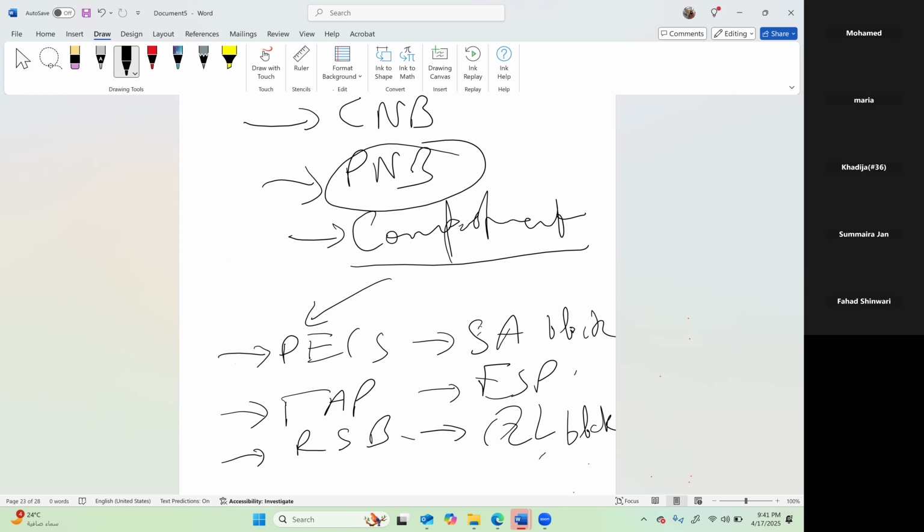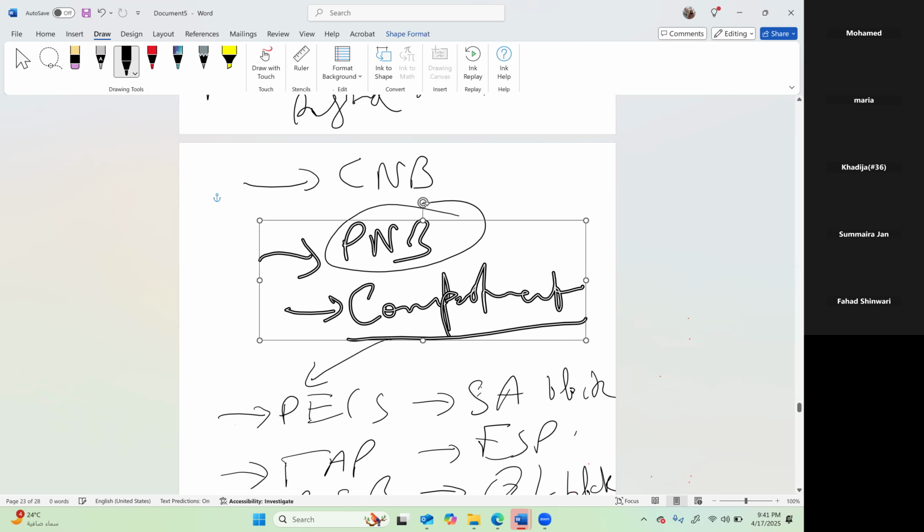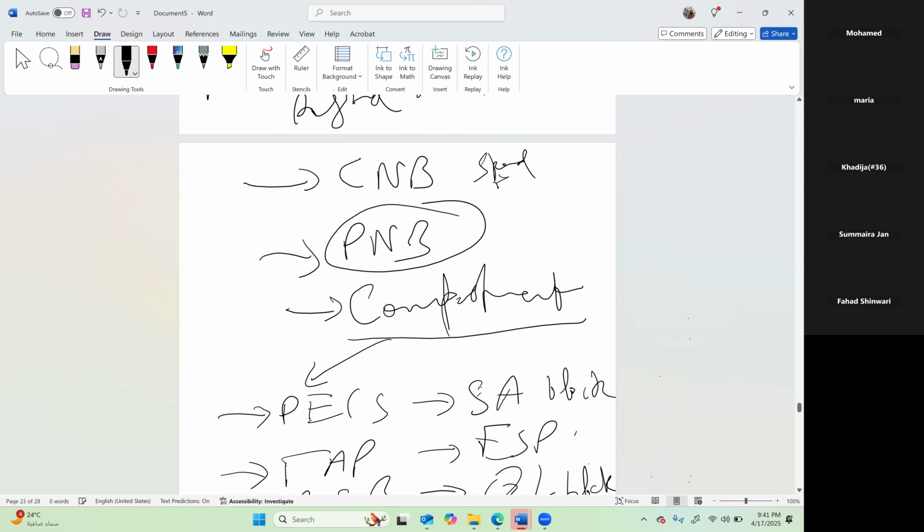Central neuraxial block may be spinal, epidural, caudal, saddle. And the one which is not a central neuraxial block, not a peripheral, not a compartment block, is the paravertebral block. It's sort of in between.